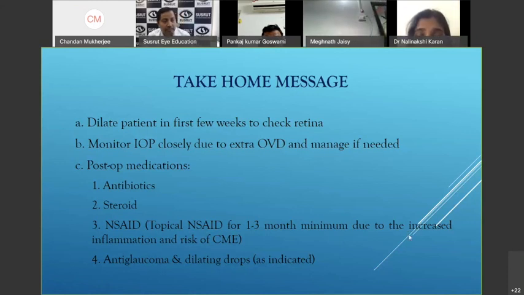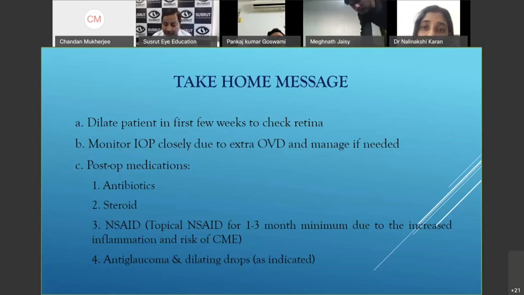Thank you, Chandan, for this. Yes, sir. So this patient requires a little bit more visits. Educate the patient at the time of discharge that nothing is to be worried about. Your course may take a little bit more time. And instruct that we dilate the patient in the first few weeks to check the retina if there is any tear. Monitor intraocular pressure closely. The reason is this, because of the OBD, sometimes it goes up.